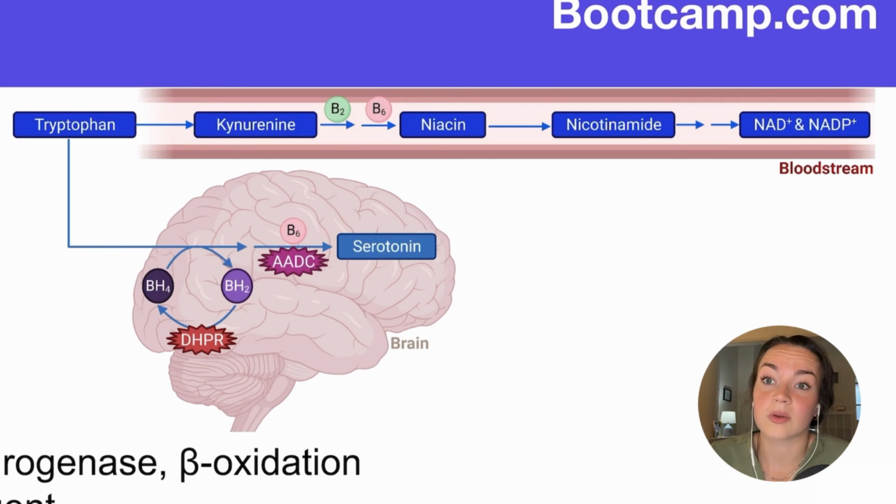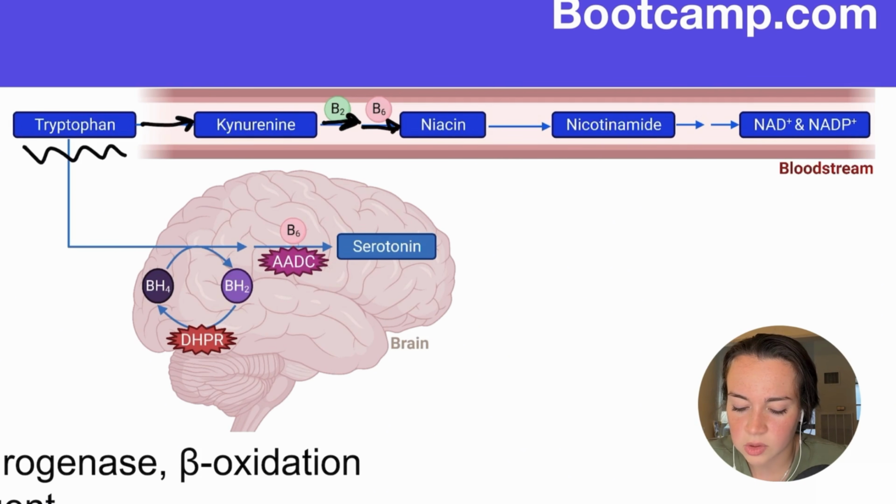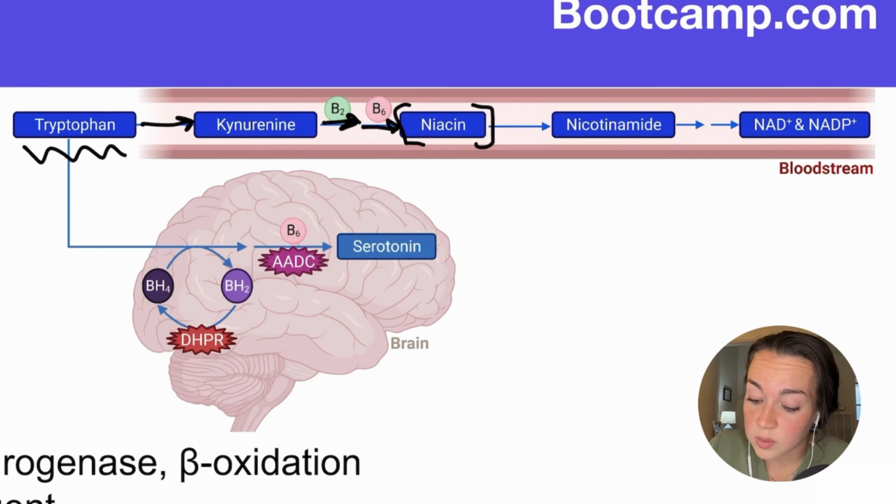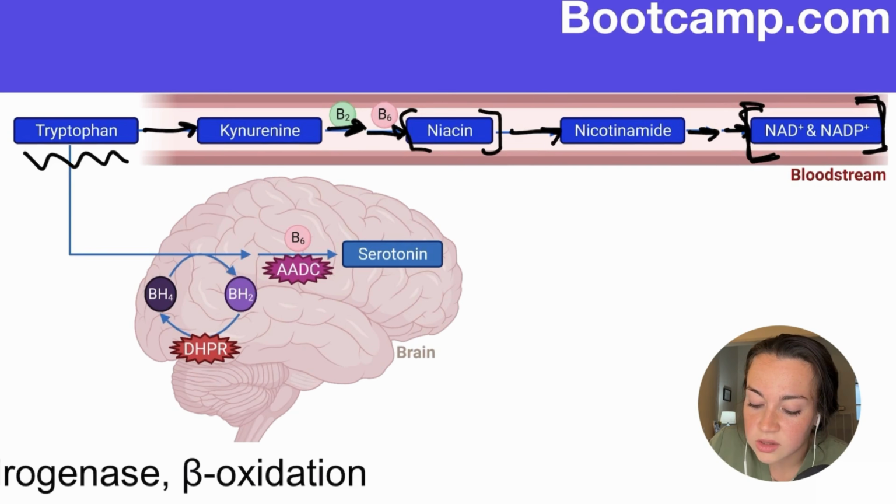Remember when we talked about tryptophan metabolism, this was our diagram here. Tryptophan turning into kynurenine, and then through a series of other steps requiring B2 and B6 as cofactors, we got niacin. And niacin could be activated into nicotinamide and then down the road into NAD+ and NADP+. So we can either start here with dietary niacin, or we can synthesize niacin from tryptophan upstream.